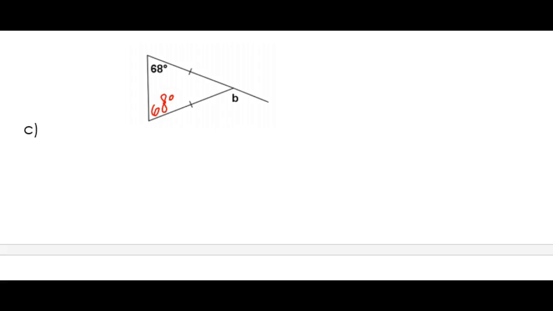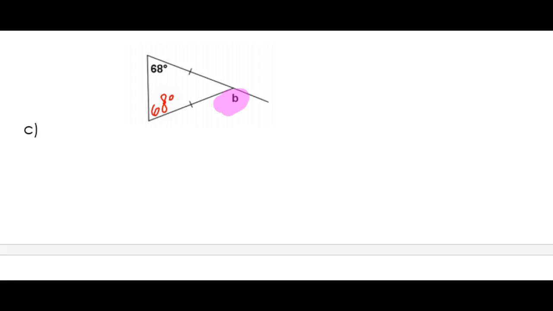68 degrees. All right, but I don't care about that. I wasn't really looking for that, but this is an example of a question where I have to find out some other tidbits before I can actually solve for what I'm solving for. The question asks me to find out B. So I need to put the pieces together to figure out what B is.